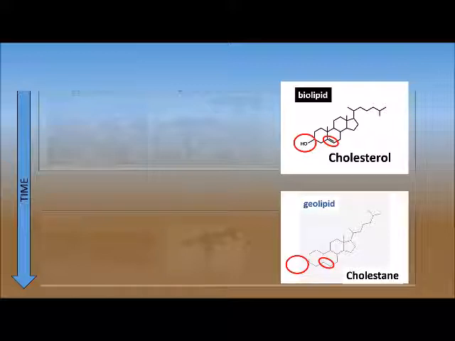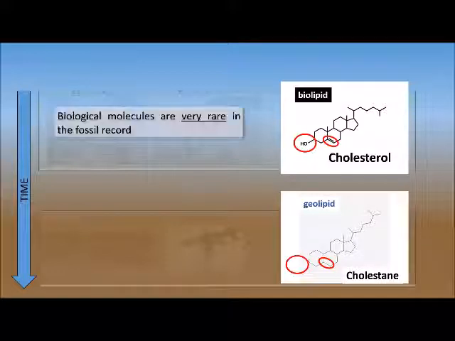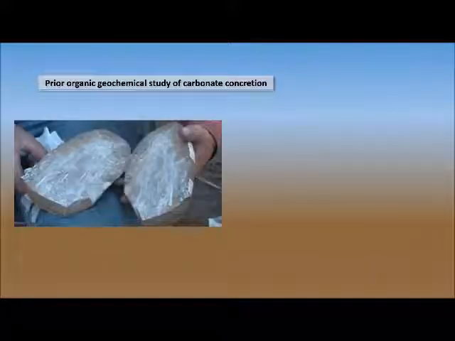Okay, so now transition. Biological molecules are very rare in the geological and in the fossil record in general. Yet, in 2013, another PhD from Curtin University studied this carbonate concretion. So it doesn't look like much, but this white stuff here is actually a fossil. Biomarkers have shown that this fossil was a crustacean, so that's to tell you how powerful biomarkers are, because making that out of this is not easy.